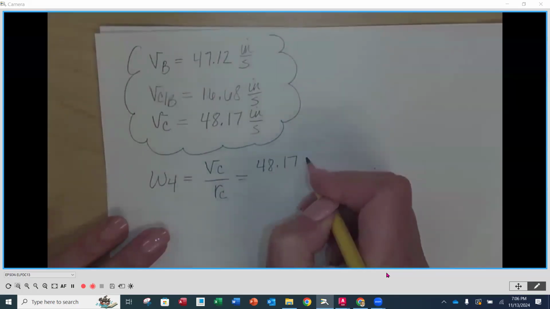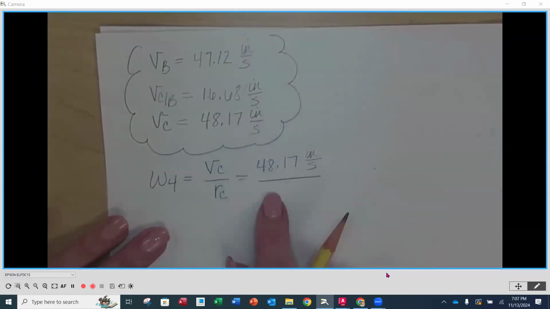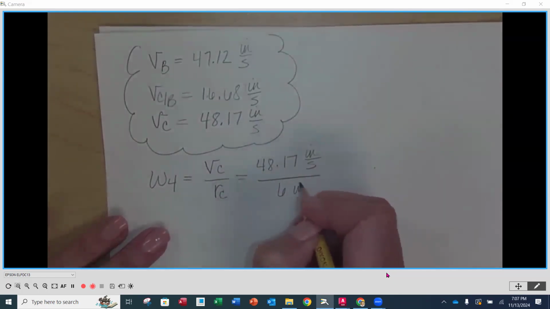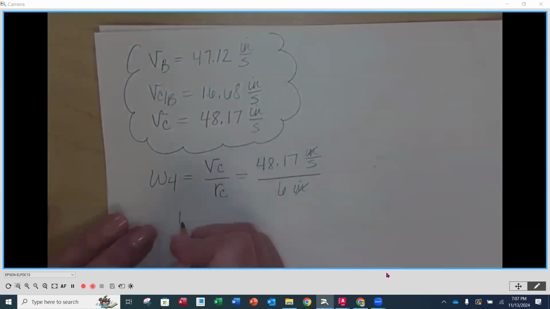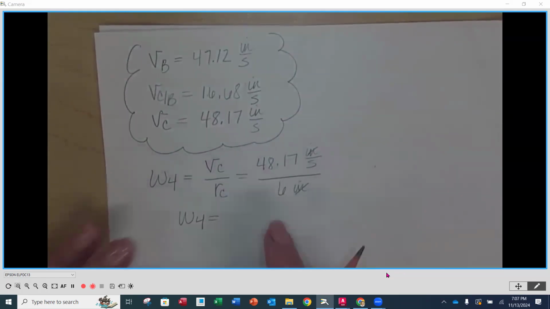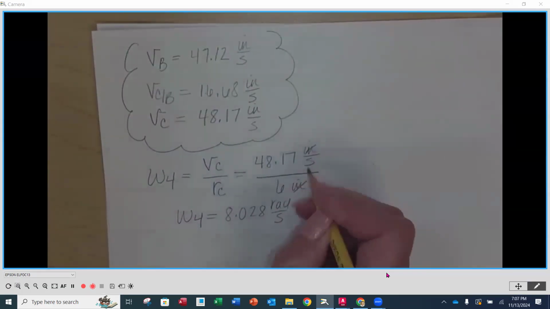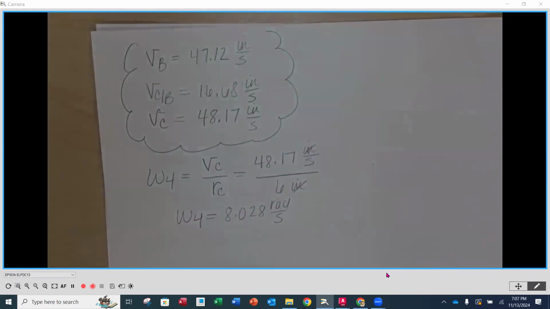So 48.17 inches per second divided by the radius. The length of that link is 6 inches. So these cancel out, and our W4 is going to be 48.17 divided by 6. You should get 8.028 radians per second, because the inches cancel out top, and so we have nothing per second. So radians magically appear. We do not leave angular velocities in radians per second.